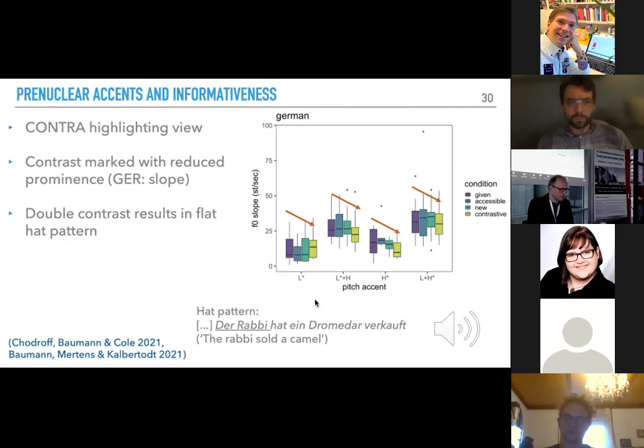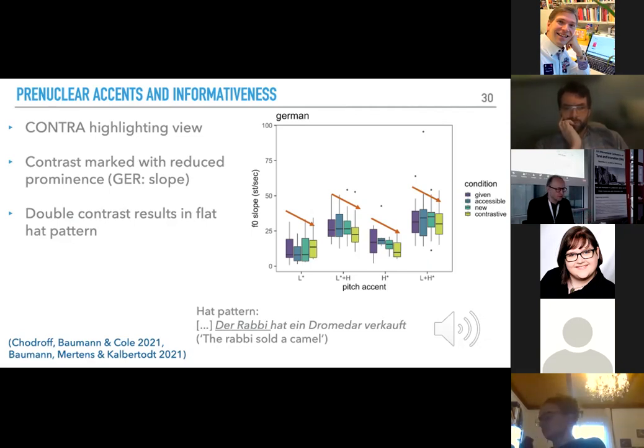So we have an example here with the second sentence sounding probably something like, "Der Rabbi hat ein Dromedar verkauft. Der Rabbi hat ein Dromedar verkauft." Which sounds, yeah, not particularly prominent, if you imagine that the pre-nuclear accent should be or is contrastive in nature.